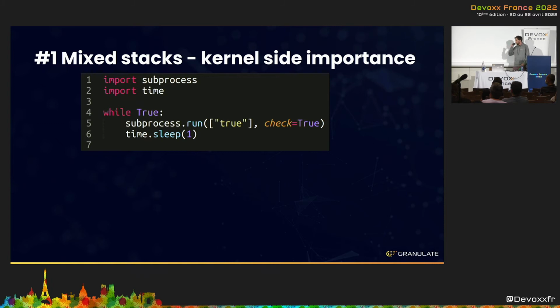I have this simple Python code. It runs and spawns a process that exits immediately and sleeps for 1 second. When we profile a Python application, we often want to see the Python profile of it, like the Python functions, like we saw before, with some 1,000, some 10,000 functions.